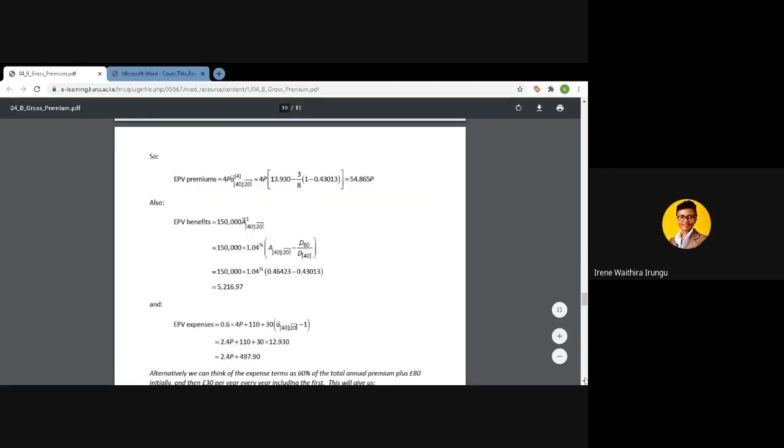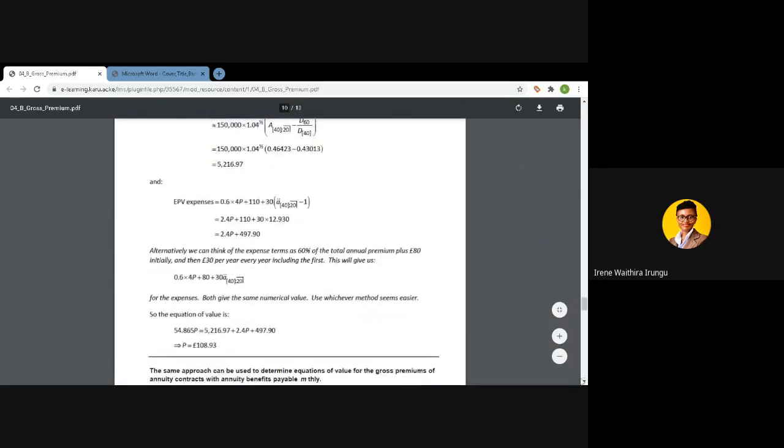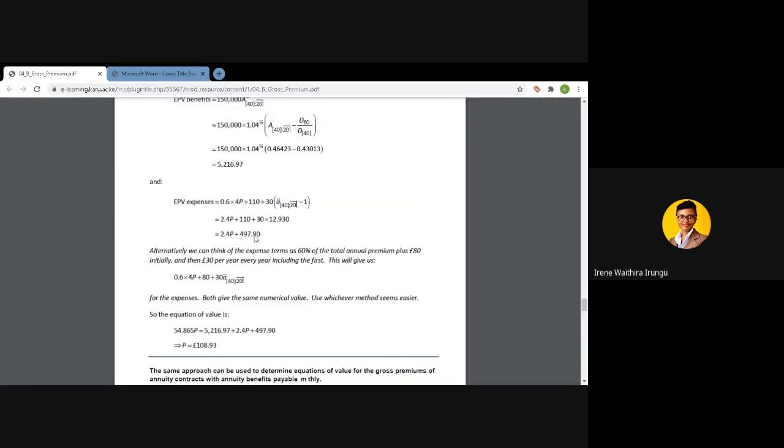So my EPV of the expenses will be 60% of the annual premium, which is 4P, plus 110, plus the renewal expenses, and we must subtract 1 to get rid of the first year, so that we have that as our equation. And once you solve using the equation of value, you can obtain your premium as 108.